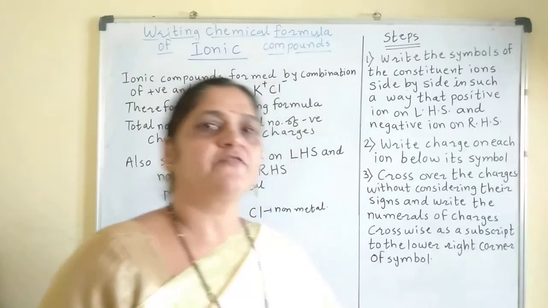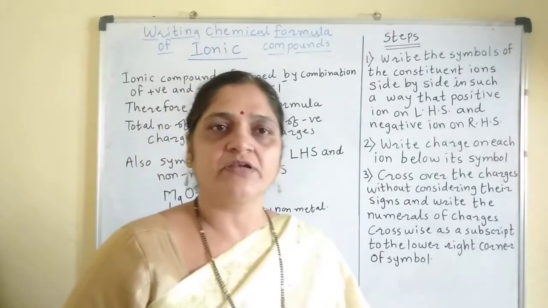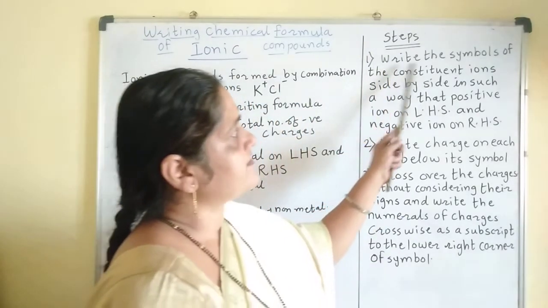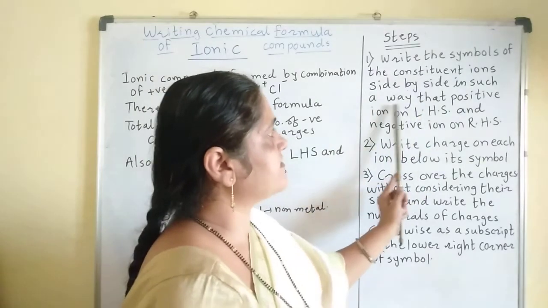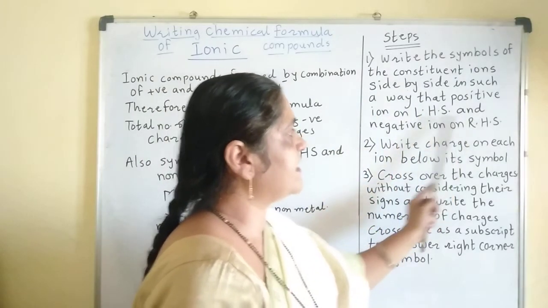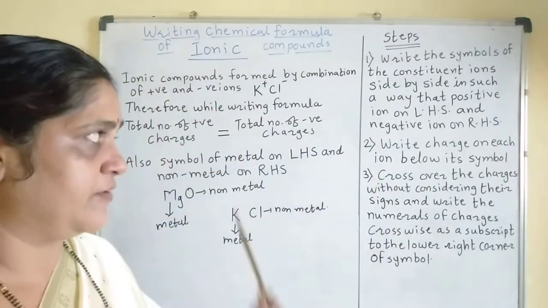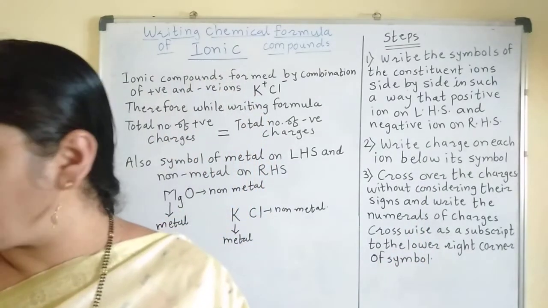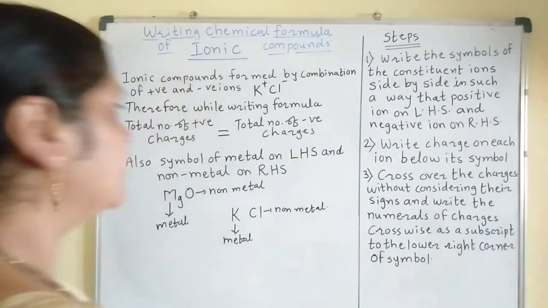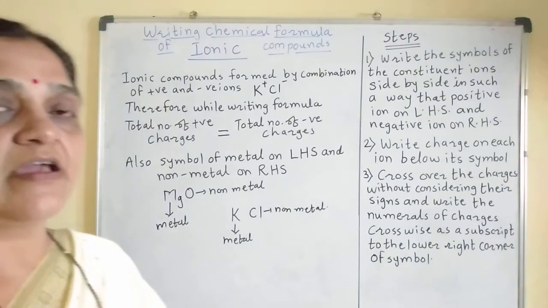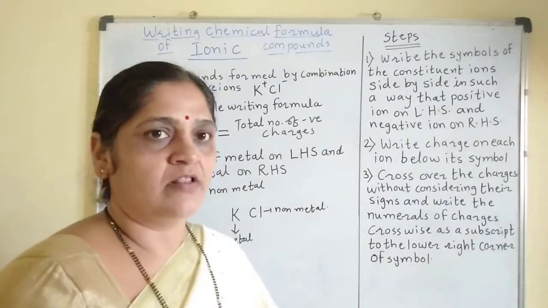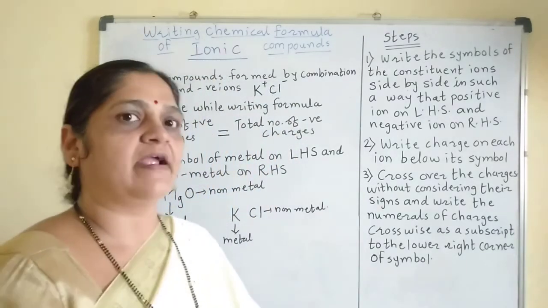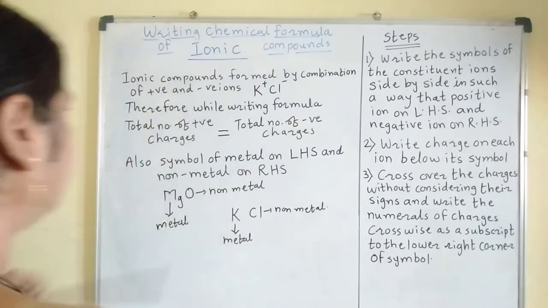Now there are certain steps we have to follow when we write the formula of an ionic compound. Step number 1: write the symbols of the constituent ions side by side in such a way that the positive ion is on the LHS and the negative ion is on the RHS, which I have already explained. The second step: write the charge on each ion below its symbol. Instead of valency, as in molecular compounds, we first write the symbol and after that we write the charge on each symbol. The charge on a metal ion will be positive and the charge on a non-metal ion will be negative. We write that after writing the symbol. Now here I am going to explain.